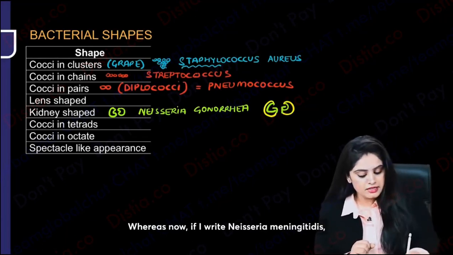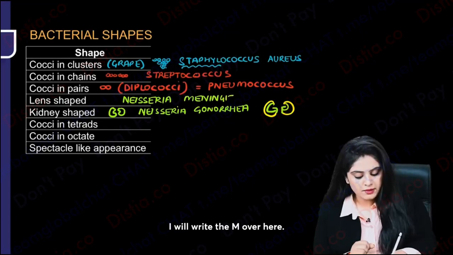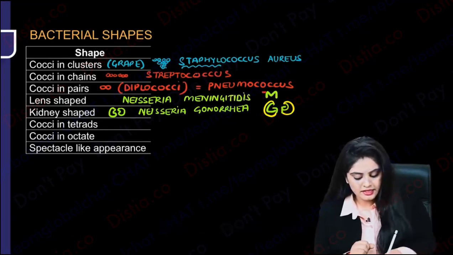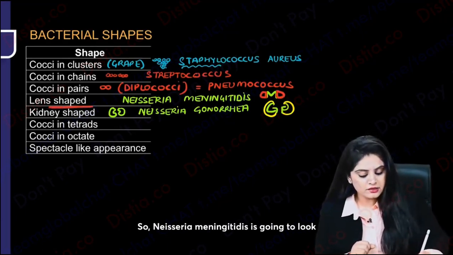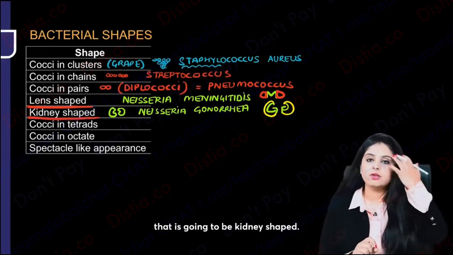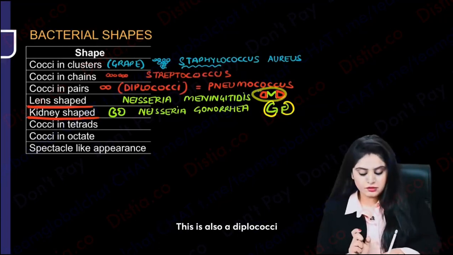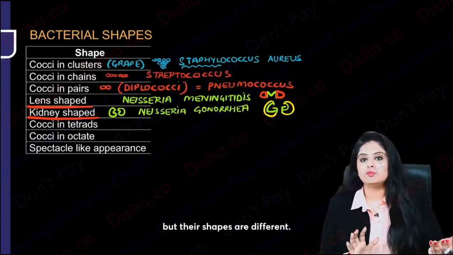Whereas now if I write Neisseria meningitidis, what am I doing? I will write the M over here. If I write the M like this, it looks like a lens. I can make a lens over here and a lens over here. So Neisseria meningitidis is going to look like the M, that is lens shaped, and gonorrhea is going to look like a G, that is going to be kidney shaped. Similarly, can I say this is also a diplococci, this is also a diplococci, and pneumococcus was also a diplococci, but their shapes are different.